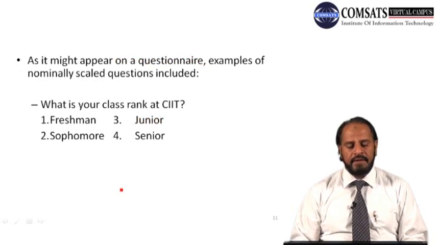Okay, another example of nominal scales could be: what is your class rank at CIIT? This is which class you belong to, either freshman, junior, sophomore, or senior. You have to be in one of those, because generally your classification in a university is one of four. So this is mutually exclusive. You are either a freshman, junior, sophomore, or senior.